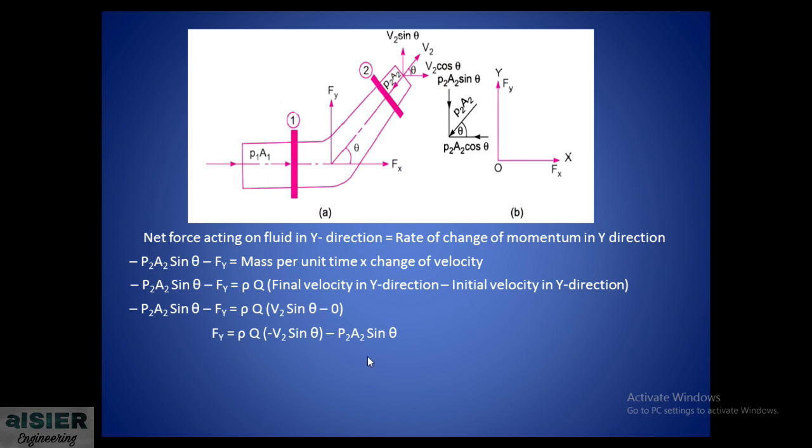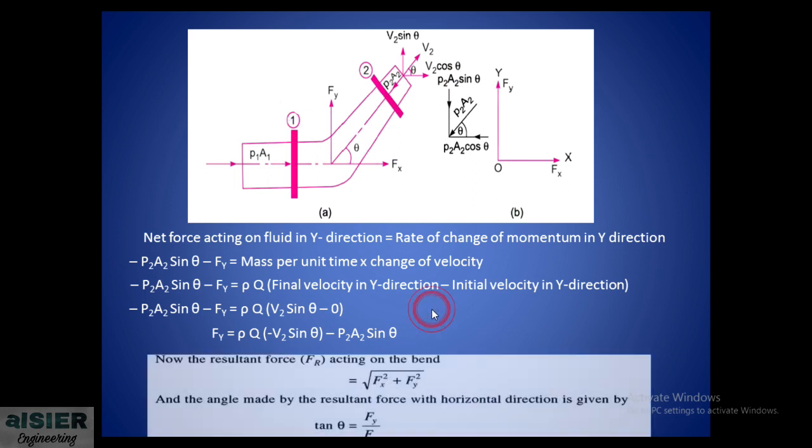Now we have found the force along the x and y directions. Now we want the resultant force. The resultant force Fr is equal to the square root of Fx square plus Fy square, and the angle made by the resultant force with the horizontal direction is given by tan theta equals Fy upon Fx.